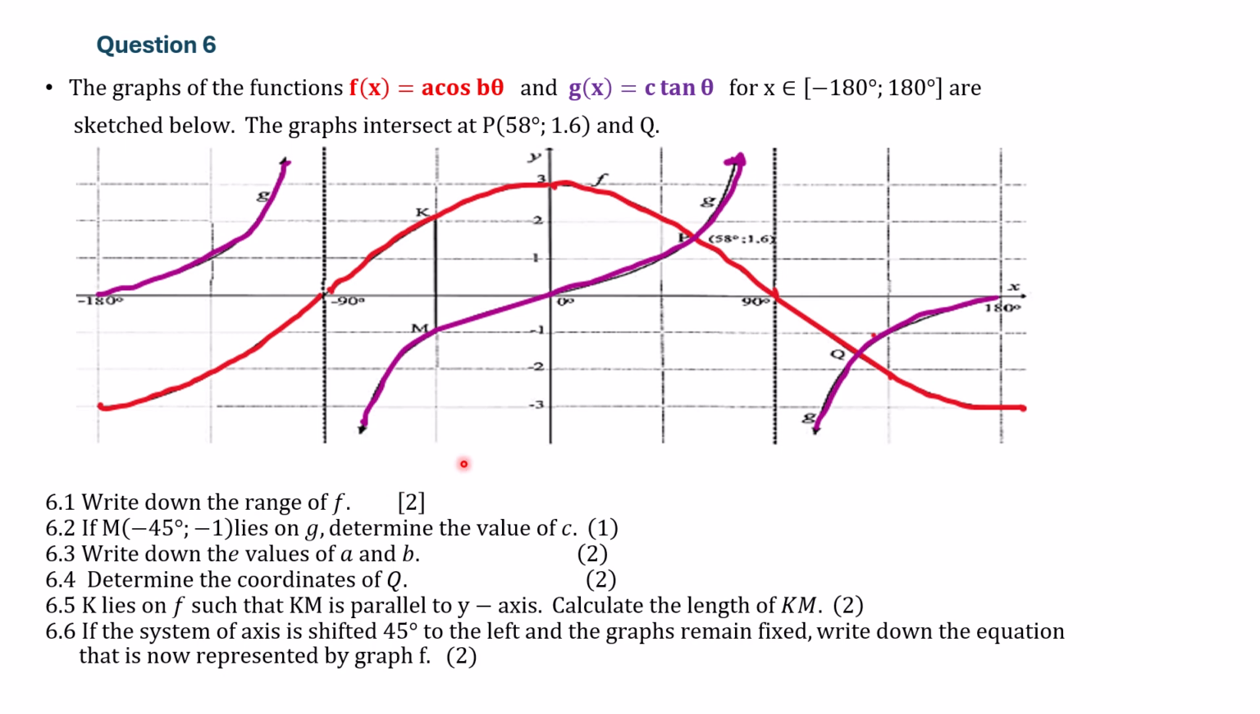Write down the range of f. If M, this point here, is minus 45 and minus 1, determine the value of c. Write down the values of a and b. Determine the coordinates of Q, so you want this point of intersection. K lies on f such that KM is parallel to the y-axis. Calculate the length of KM. If the system of axes is shifted 45 degrees to the left, graphs remain fixed. Write down the equation that is now represented by the graph of f.